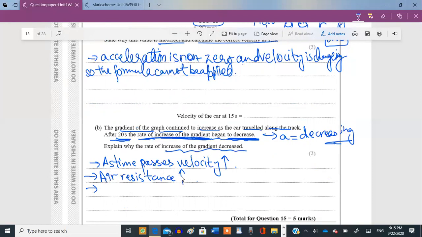The video was stuck at the other question. Oh, is it still stuck?